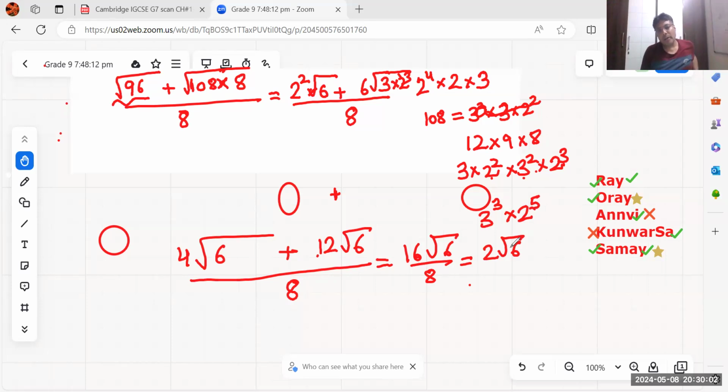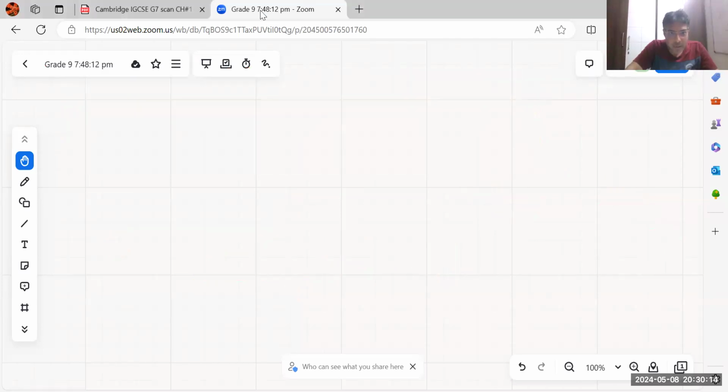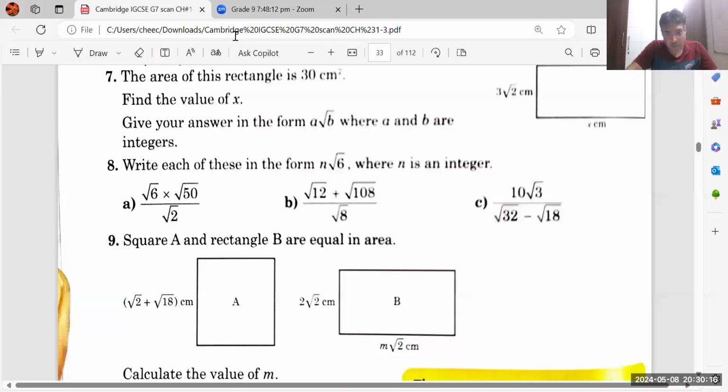Okay, Kuvarsa. Okay, Ray. Yes. All right. So whenever you get stuck in surds, the best way is to start with rationalizing the denominator.